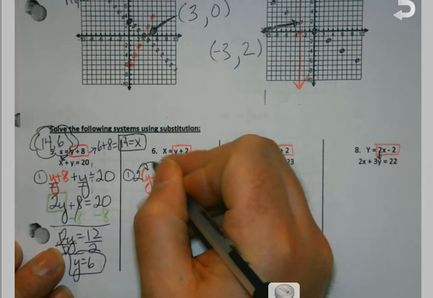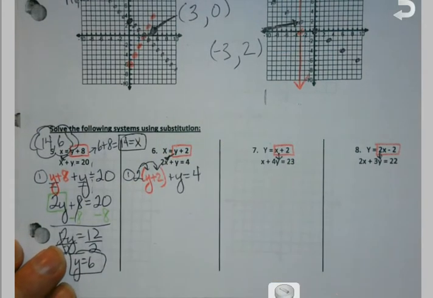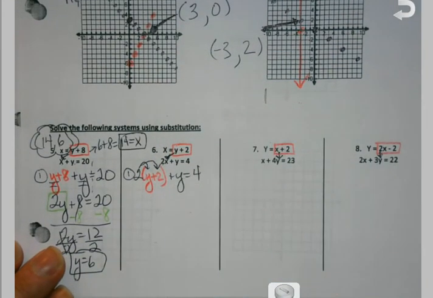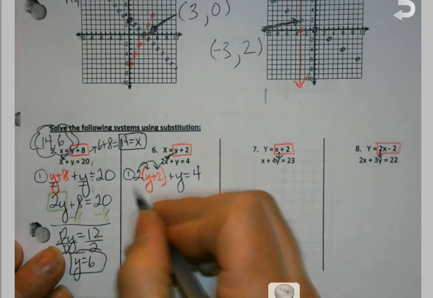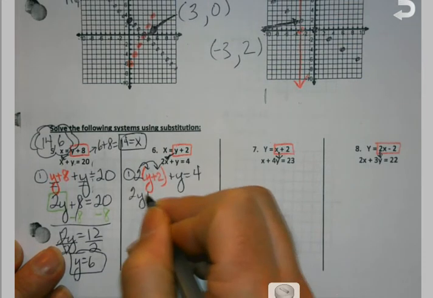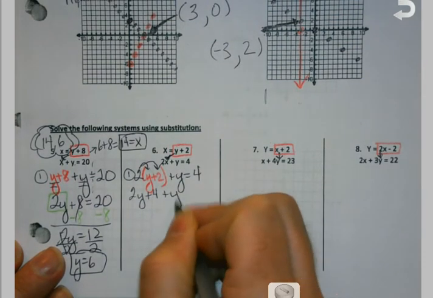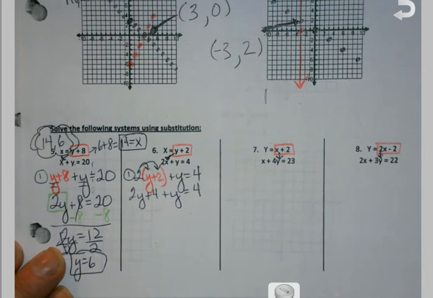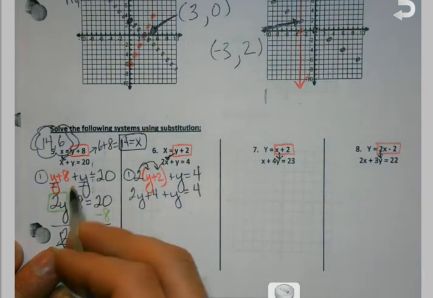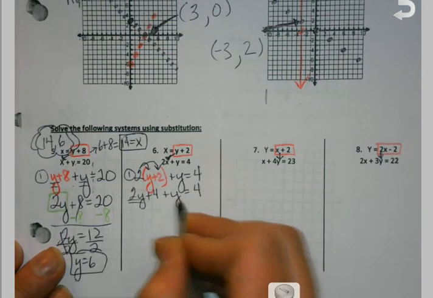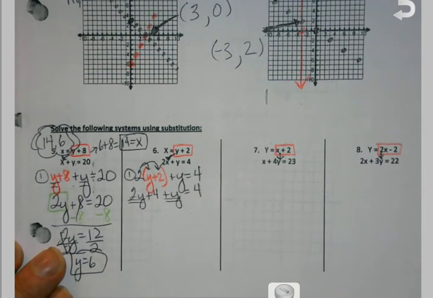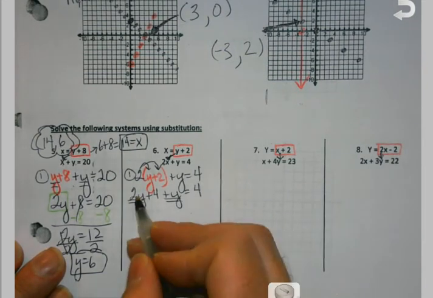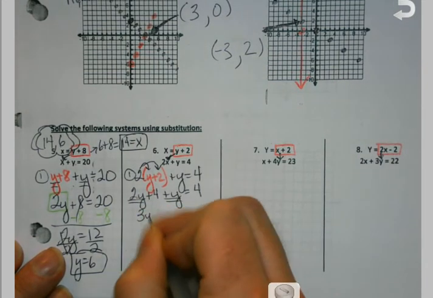So a little extra work this time, because once we get that y plus 2 plugged in, we've got to distribute the 2 through it. And then similar to what we had over here, we have like terms on the same side of the equals, so we just put them together. 2y and 1y, 3y.